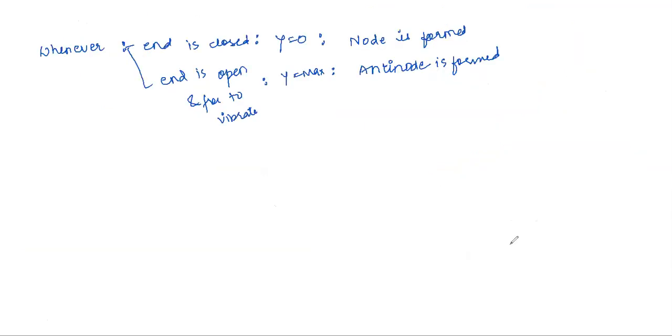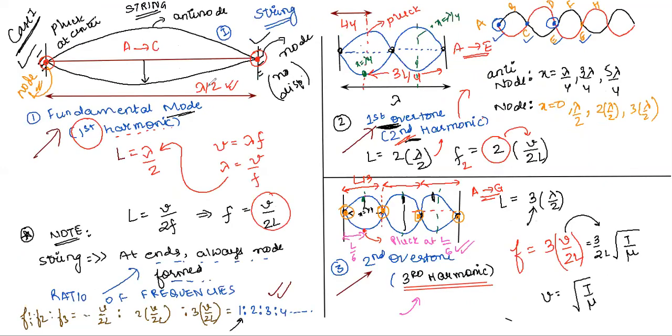open organ pipe and closed organ pipe, taking into consideration that whenever the end is closed, a node is formed, whereas whenever the end is open, free to vibrate, an antinode is formed. Then we understood about a string, 3 cases: fundamental mode, first overtone, and second overtone. The fundamental mode is always called the first harmonic.